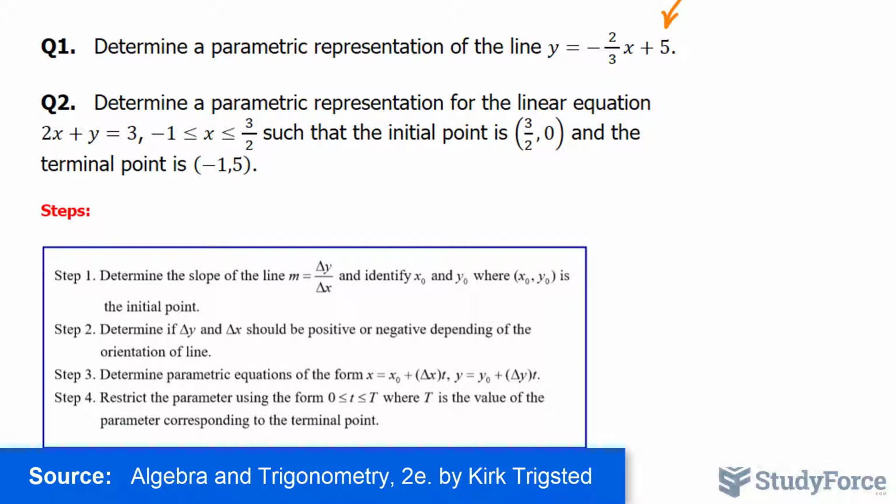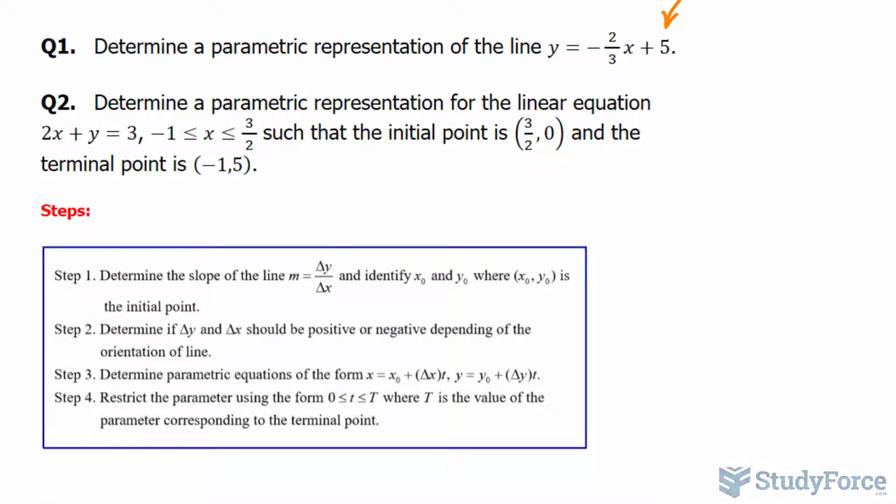We'll start with step number 1, which says determine the slope of the line and identify x initial, y initial, where this point is the initial point. Now in question number 1, unlike in question number 2, they don't tell us the initial point for this equation, so we will be skipping this part in particular of step 1 and only identifying the slope. But in step 2, we'll be going through all of this because the question is more thorough. So step number 1, the slope is this part of the equation.